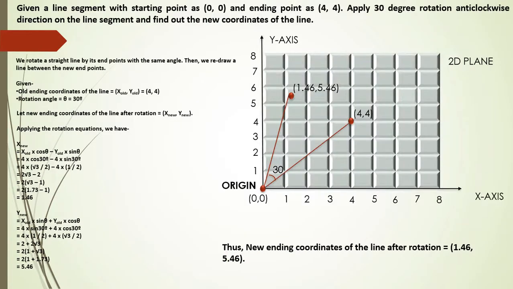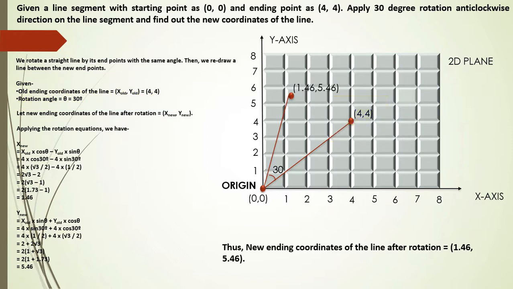After that, consider a given line segment with starting point (0, 0) and ending point (4, 4). Apply a 30 degree rotation in the anti-clockwise direction on the line segment and find the new coordinates of the line. Suppose this is an example in which we have a line with starting and ending points. We can rotate a straight line by its end points with the same angle, then redraw a line between the new end points. We are given the old ending coordinates of the line, x old and y old, which is situated at (4, 4).